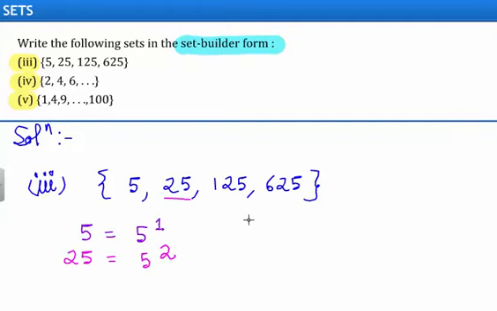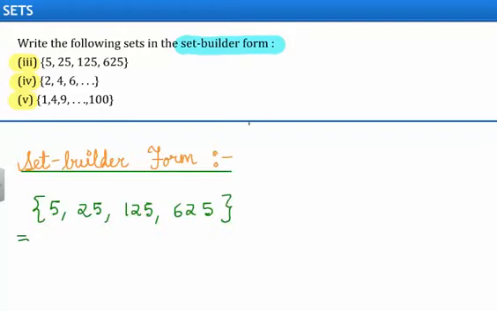Next we have 125. And 125 is equal to 5 raised to the power of 3. And then we have 625, which is equal to 5 raised to the power of 4.